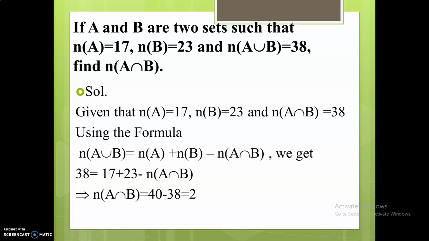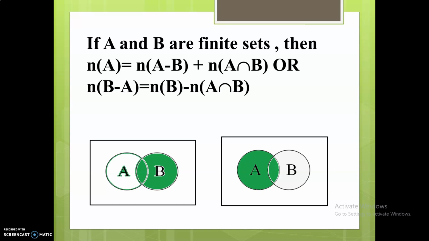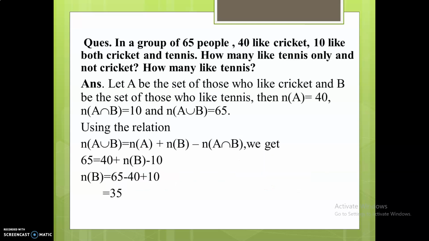You know the value of cardinality of A union B. Actually here it is A union B. So it is equal to 2. Now if A and B are finite sets, cardinality of A minus B is equal to cardinality of A minus cardinality of A intersection B, or cardinality of B minus A is equal to cardinality of B minus cardinality of A intersection B. So you can see from the figure also.